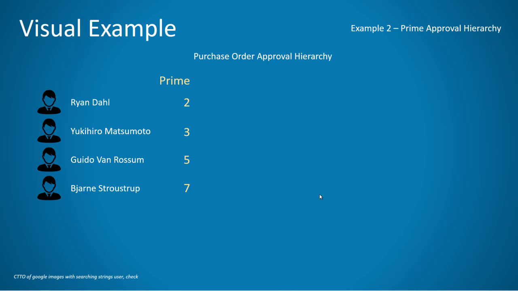Next thing is, after assigning the prime, it will calculate the prime formula. The prime formula is the product of all of these 4 primes. 2, 3, 5, 7, that will result to 210. Okay, next thing, each approver, the prime formula will be saved in the database.